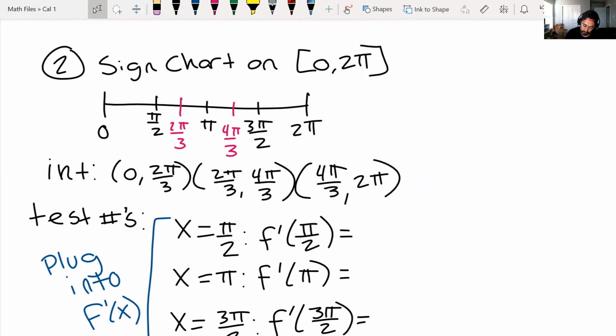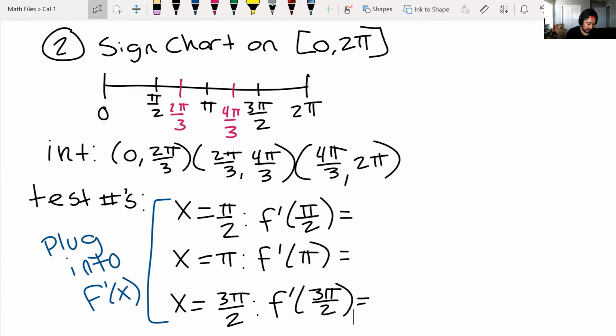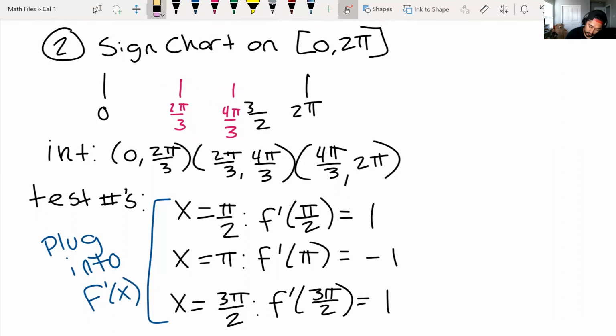Okay. So if I type in pi over 2, please don't be 0. Perfect. You get 1. If I type in pi, I get negative 1. 3 pi over 2, I get 1. Okay. Now I'm going to erase these so they're out of the way. There we go.